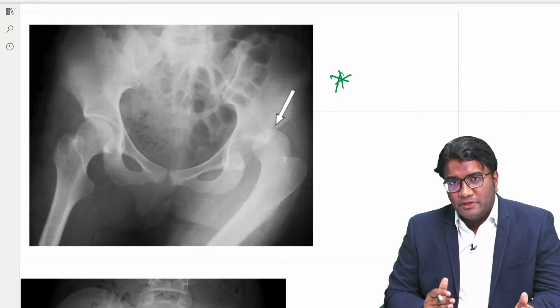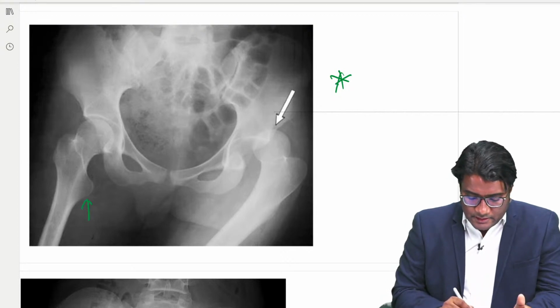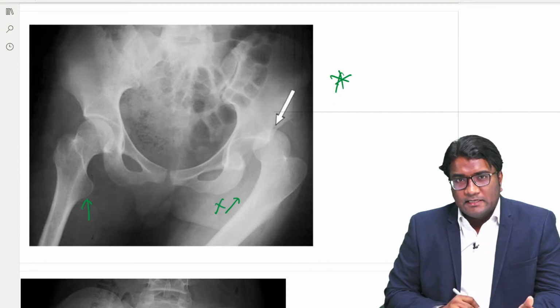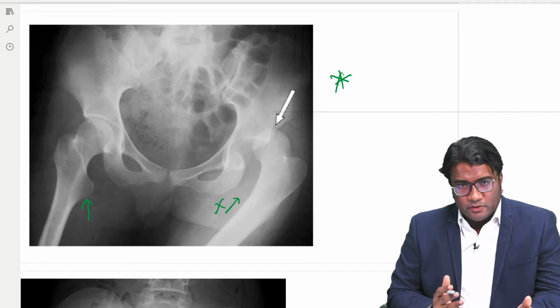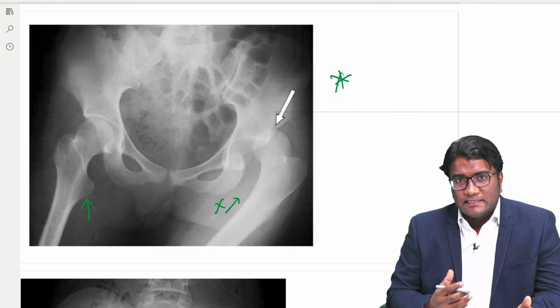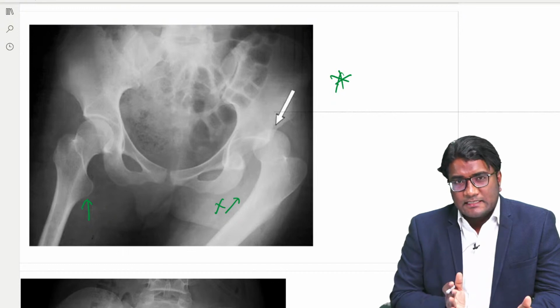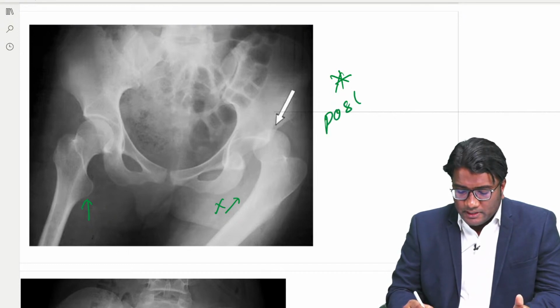It is above the acetabulum. This is the lesser trochanter. Are you able to see the lesser trochanter? No. So what is this? Internally rotated, right? If it were externally rotated, you would see the lesser trochanter more obviously. Here you are not seeing the lesser trochanter. You are seeing adduction as well as internal rotation. So this is also again a posterior hip dislocation.